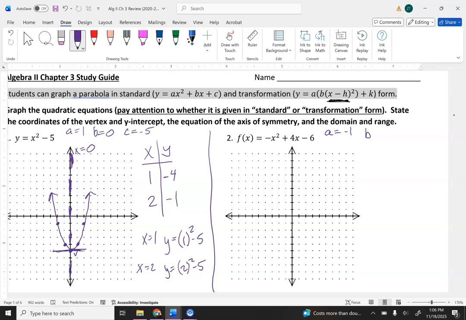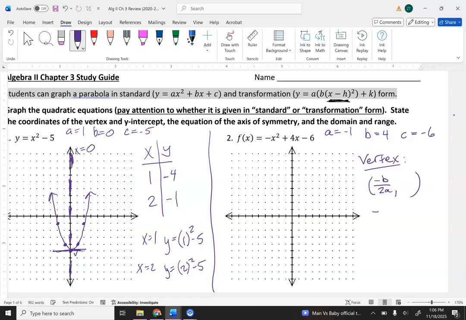That would be your negative 1 there. Your b value is positive 4, and your c value is negative 6. So we're going to start off by finding the vertex again, and the vertex has an x value that can be found by doing negative b over 2a.